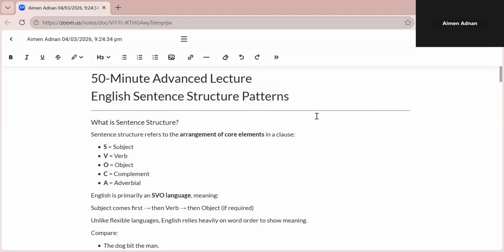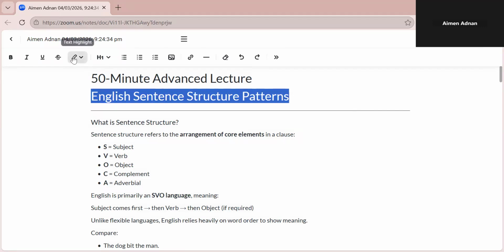Okay, so let's formally begin the lesson. As you can see, today we'll be discussing sentence structure patterns and we'll try to cover it in 50 minutes in our lecture. So let's begin. So what is a sentence structure pattern? This is our main topic for today.